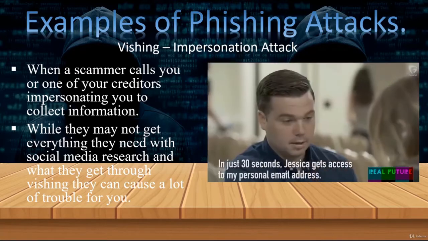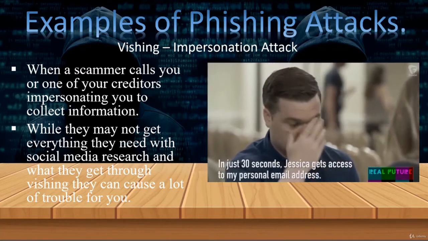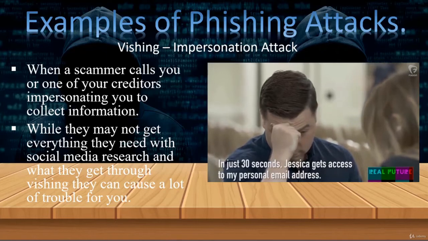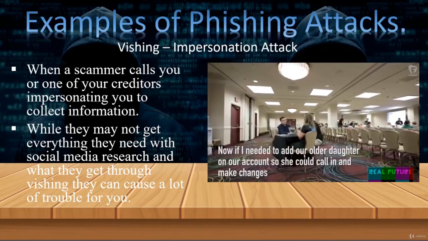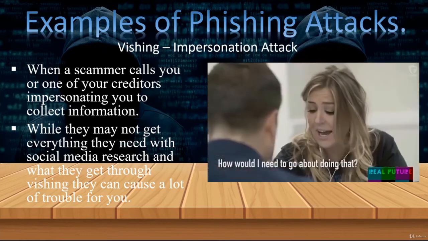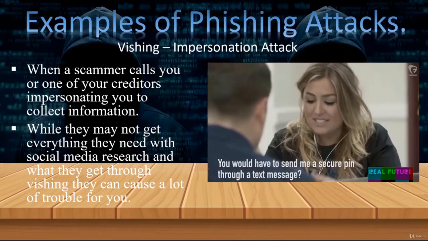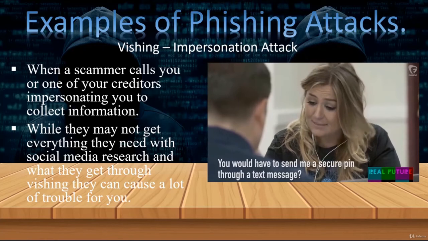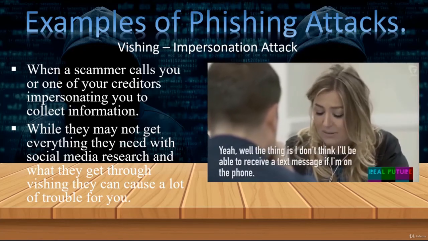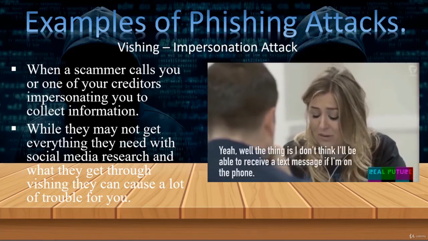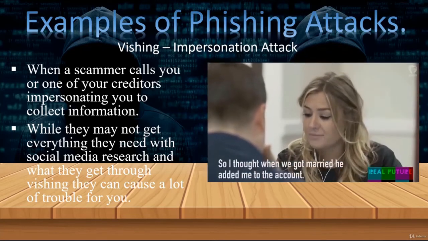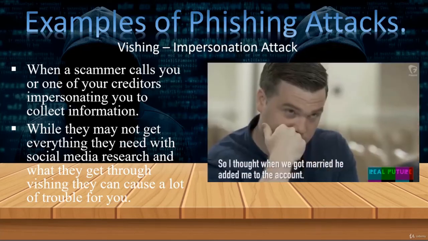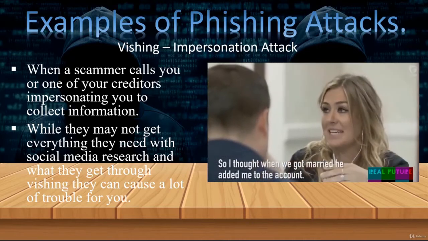Awesome. In just 30 seconds, gmail.com? Jessica gets access to my personal email address. Now, if I needed to add our older daughter on our account so she could call in and make changes, how would I need to go about doing that? You would have to send me a secure PIN through a text message? Yeah, well, the thing is, I don't think I'll be able to receive a text message if I'm on the phone. Oh, I'm not on there either? So I thought when we got married, he added me to the account.